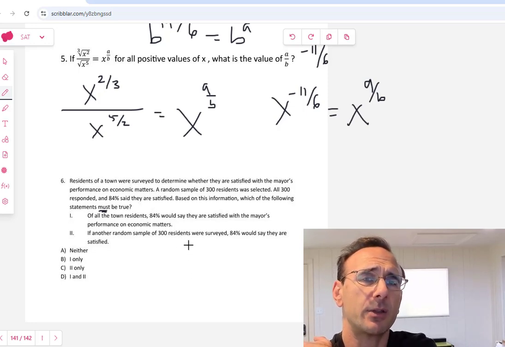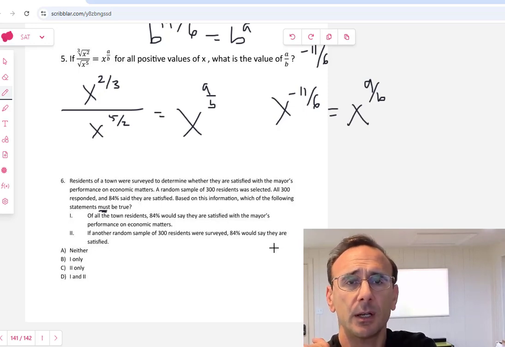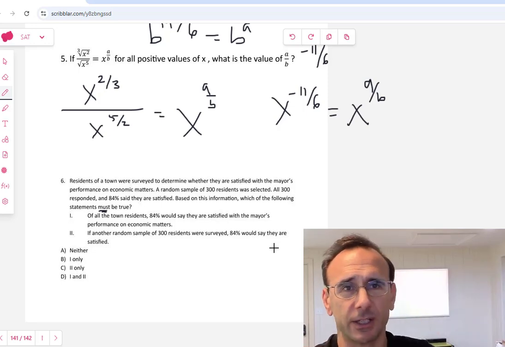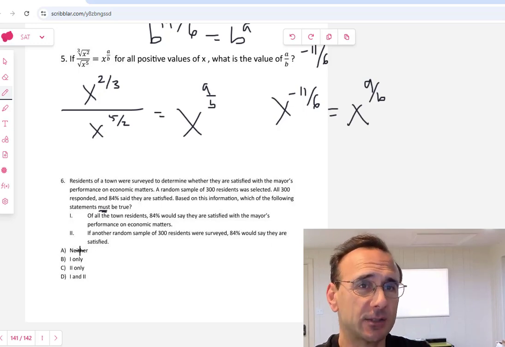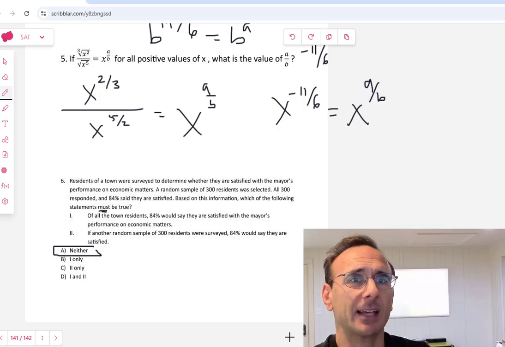Number 2, if you picked another 300 people, 84% would say they're satisfied. Maybe. But if we know how statistics works, there tends to be variability. The odds that it's exactly 84% on another day are not that good, I would say. But that definitely doesn't have to be true. So the answer is nothing. Nothing has to be true.